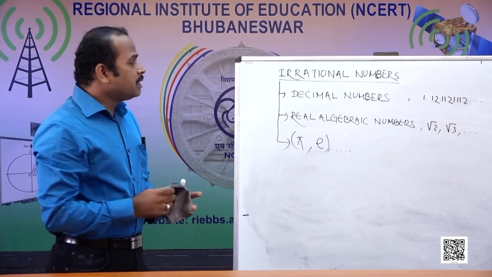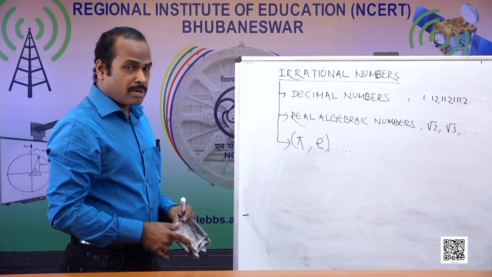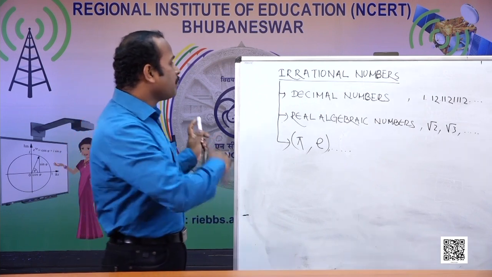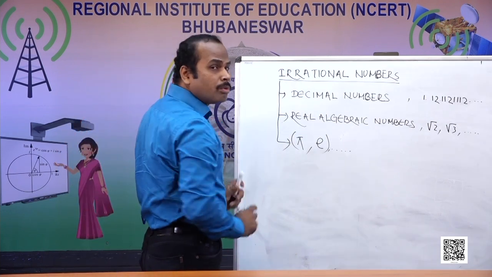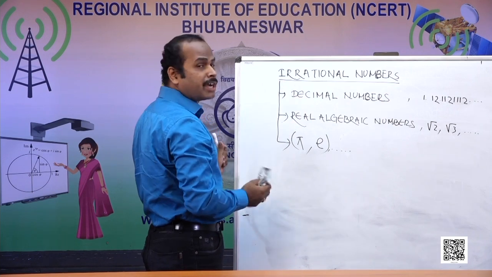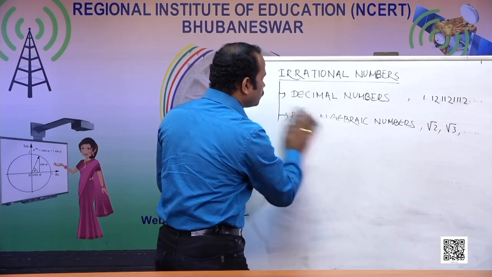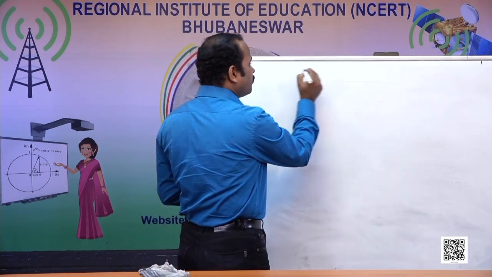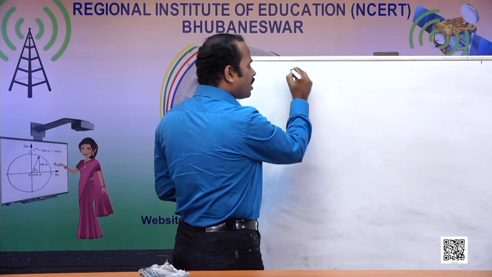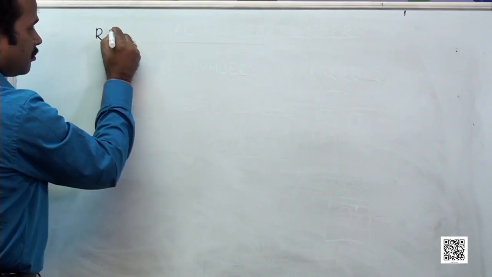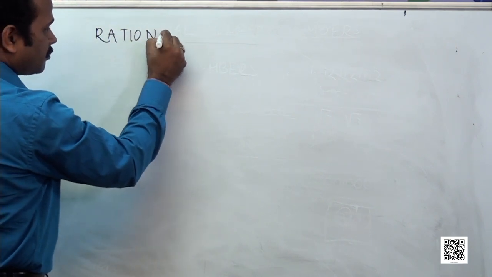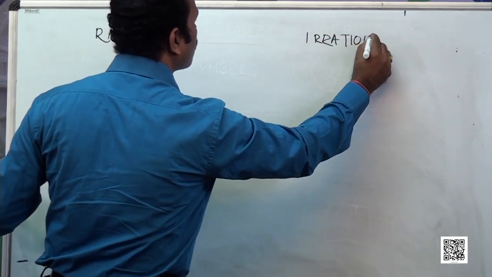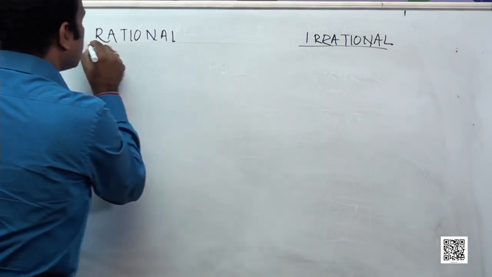Now, all these decimal numbers we read, or the real numbers we read, how can this be presented in decimal form? Let us discuss how real numbers can be converted into decimal form. Real numbers are broadly classified as rational and irrational.